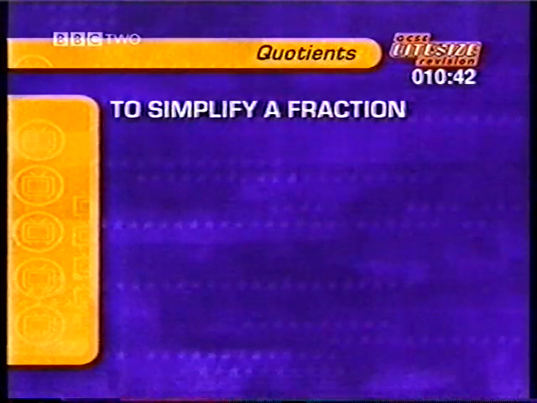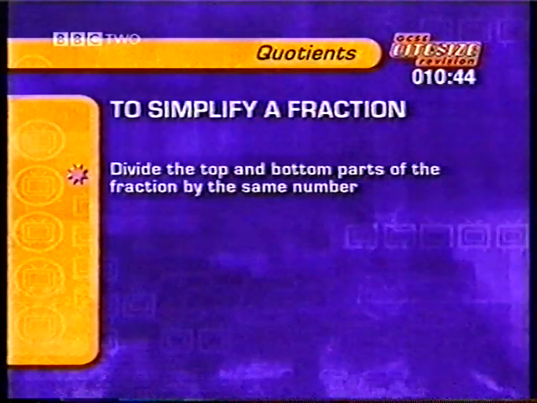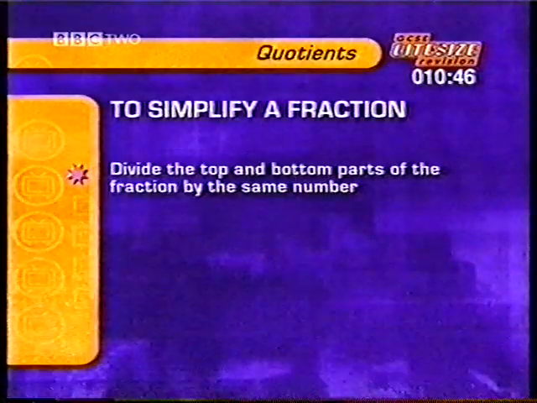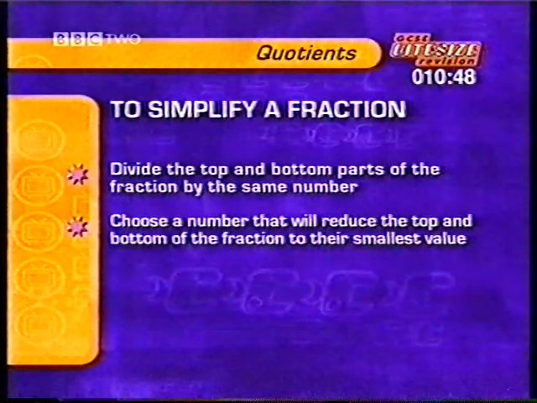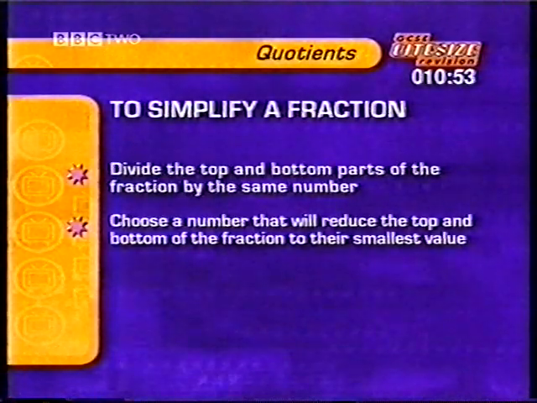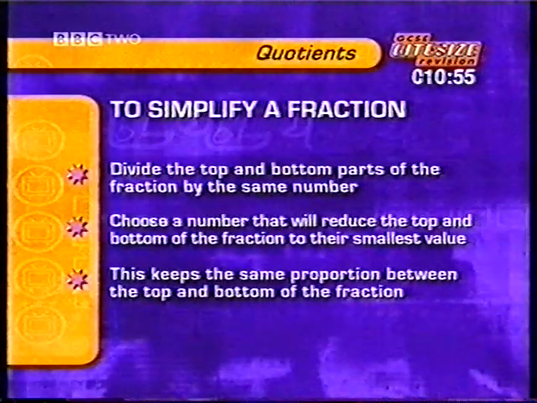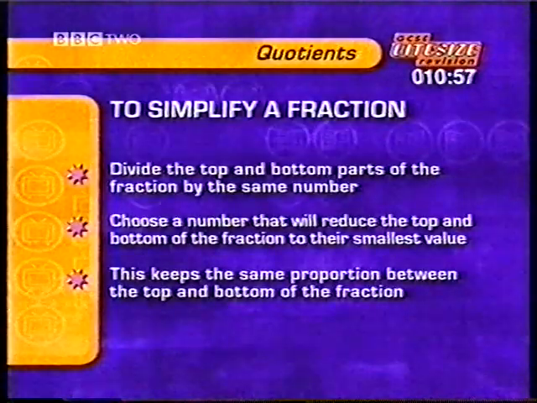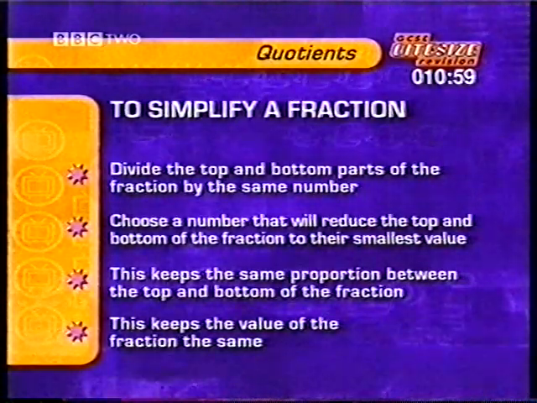So the quickest way to simplify a fraction to its lowest equivalent form is to divide the top and bottom parts of the fraction by the same number. Choose a number that will reduce the top and bottom numbers of the fraction to their smallest possible value. This keeps the same proportion between the top and bottom numbers of the fraction, and so the value of the fraction is the same.